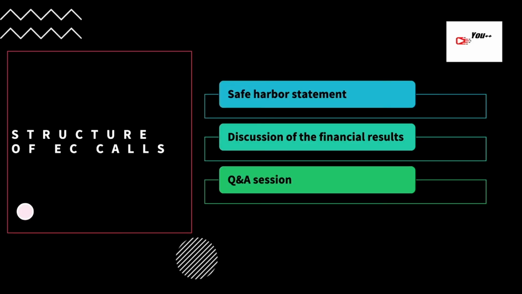Talking about the structure of the earning calls, or the EC calls, they are divided into 3 main parts. We have the safe harbor statement, which is a disclaimer that the presentation will include forecasted financial results, which may differ from the actual results achieved.